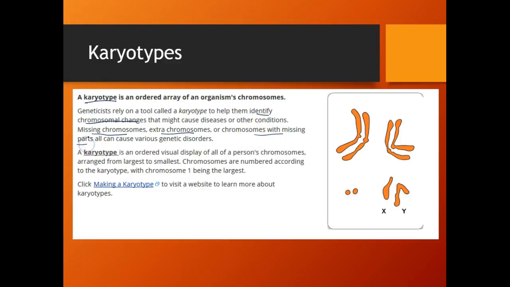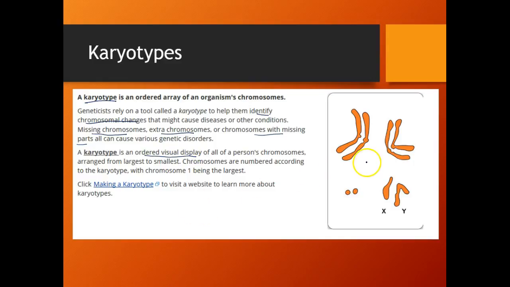And all of these matter because DNA is so essential in allowing an organism to function properly. If there's missing DNA, if there's too much DNA, or if there's just missing segments of DNA, those all can really hinder a person's health and cause genetic disorders. So a karyotype is really an ordered visual display of all of a person's chromosomes.